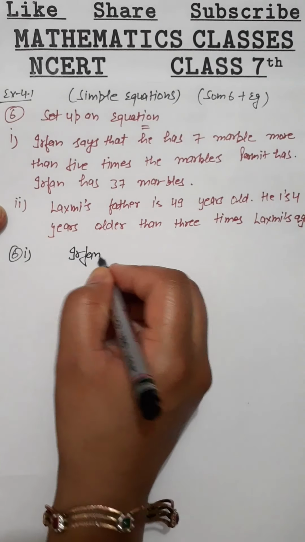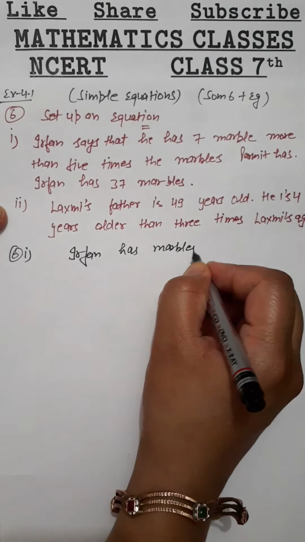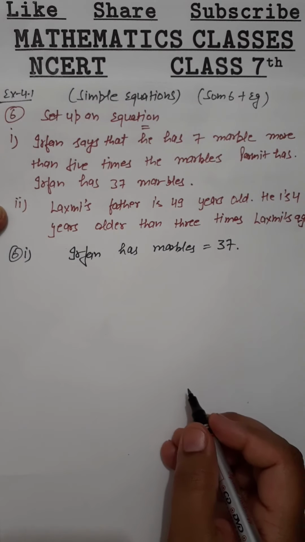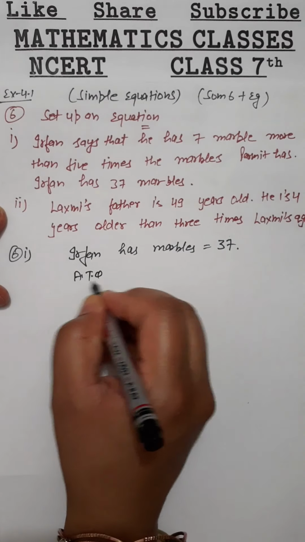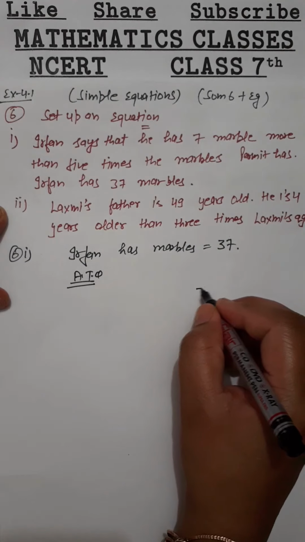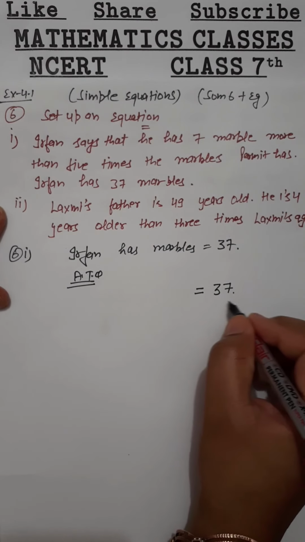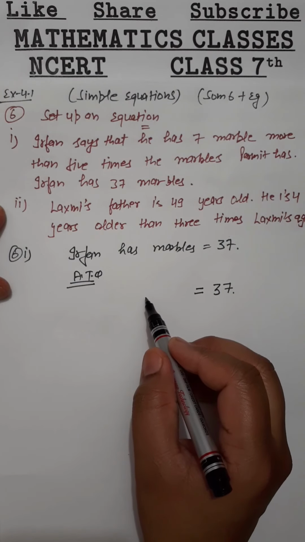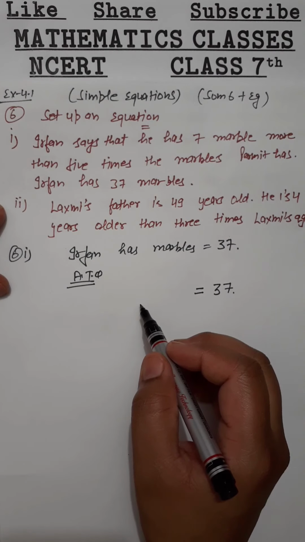Write down: Irfan has marbles equals 37. Write down here according to the question. On the right hand side, you will write 37, the constant term, and we have to balance it with the left hand side using a variable term.